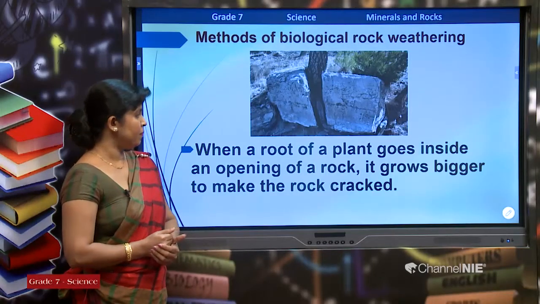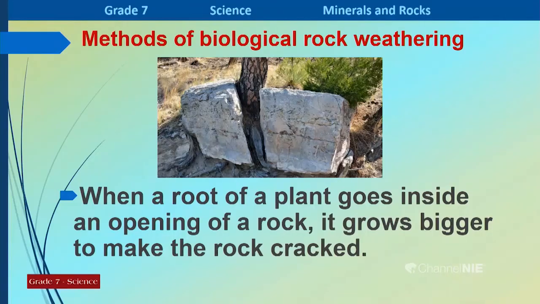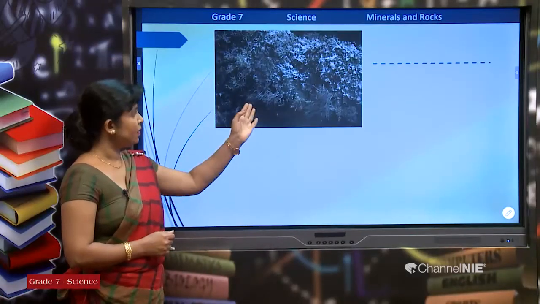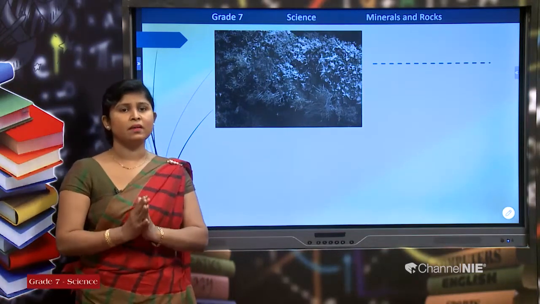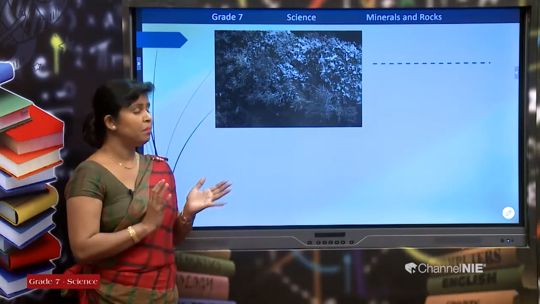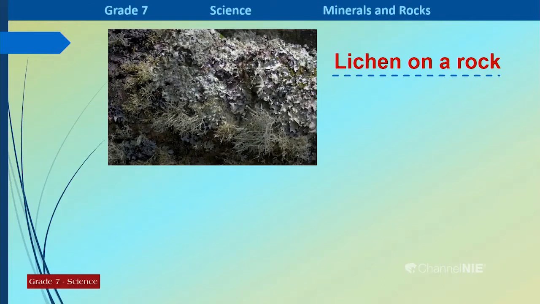When a root of a plant goes inside an opening of a rock, it grows bigger and makes the rock crack, right. What is this? I think you can find this on rocks, and on the barks of trees, and that is known as lichens. Lichen on a rock. I think lichens are patches in white or green colors. You can easily observe them on the barks of trees and on rocks, right.